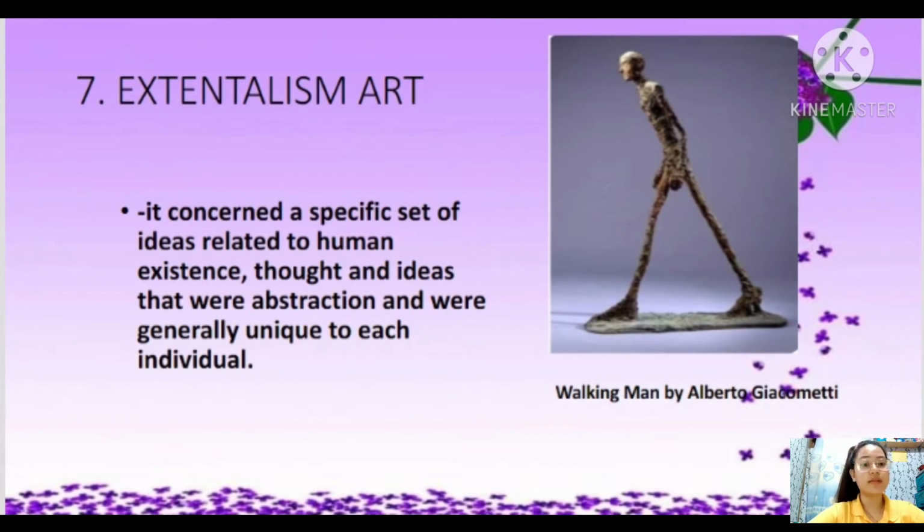So the next one is existentialism art. It concerned a specific set of ideas related to human existence, wherein existence is the reality as opposed to appearance. Thoughts and ideas that were abstract and generally unique to each individual. It focuses on individual experiences. This made it a perfect tool with which to interpret much post-war abstract art. So the example of this is the Walking Man. It shows a fragile subject isolated and exposed to the elements, which have consequently begun to ravage his very being. So the Walking Man is the example of existentialism art.